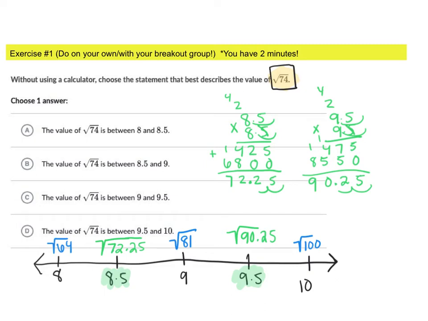Okay, now that we have these answers written down, we are looking for the square root of 74. So 74, we're above 64. We're above 72, but we are below 81. So the square root of 74 is going to fall in between 8.5 and 9. It's going to be in between these two squares, these two numbers. Okay, so the answer here, 8.5 and 9, is B. Check your work with my work. Let me know if you're having any questions, and we'll talk about it before we move forward to the next practice page.